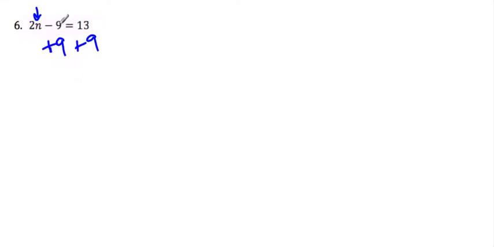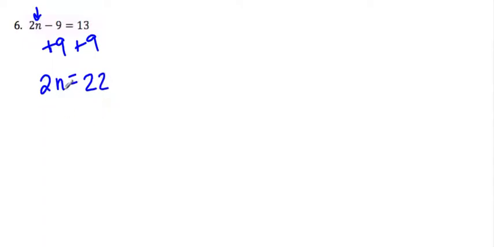So what that does is negative 9 plus 9 would go away to 0, and that would leave 2n on the left side. So 2n would equal 13 plus 9. So 13 plus 9 is going to be 22.